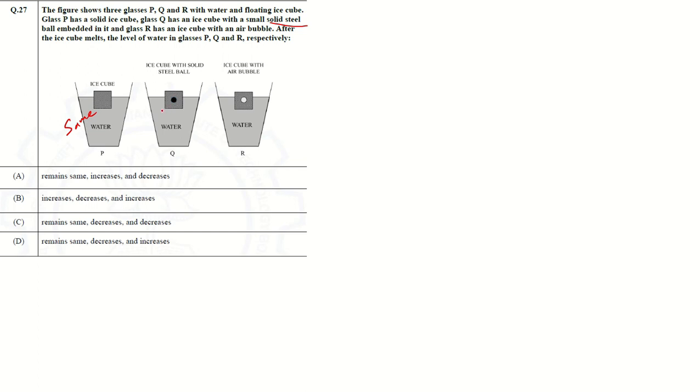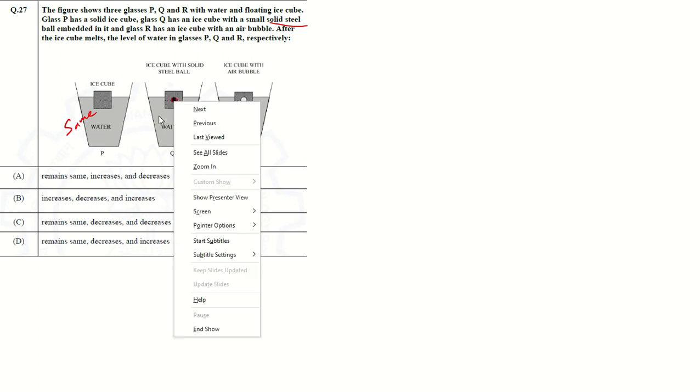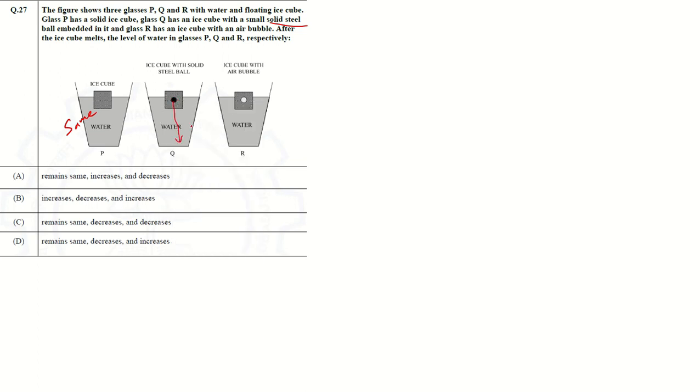Here you will see, if it melts, the steel is solid, so it will not melt. It will go down, but this area is already occupied, right? And the ice melts. If you consider the whole thing as solid but the ice melts and the steel does not, it becomes this area to this area. So you will see the water level will decrease, because the shape is changing from a bigger one to a smaller one, right?